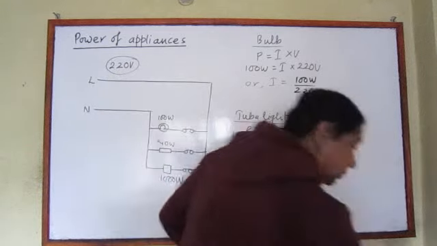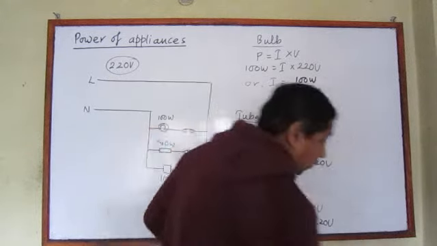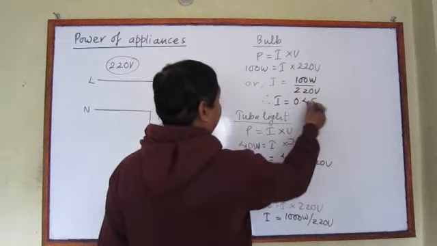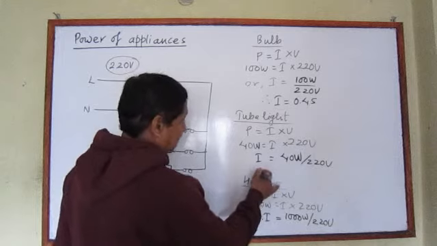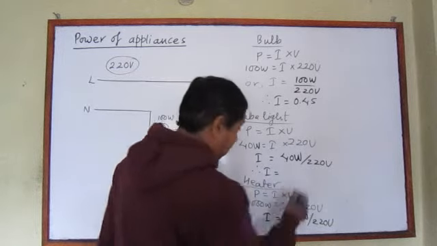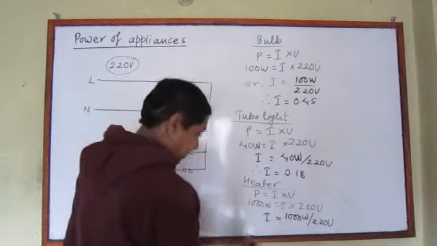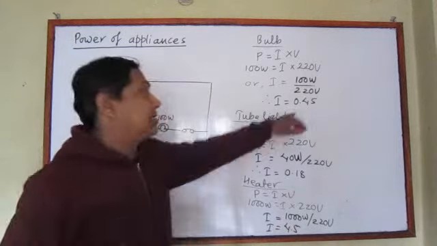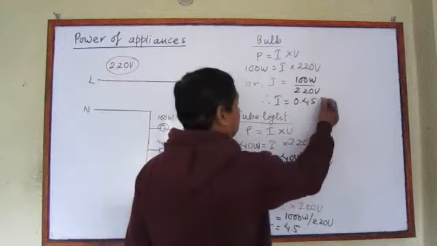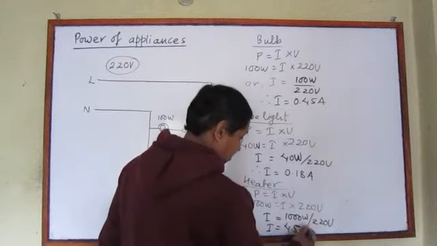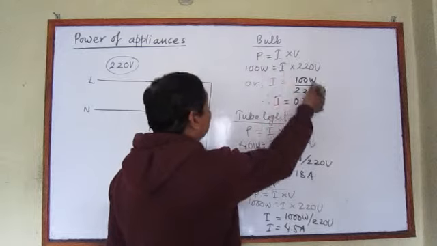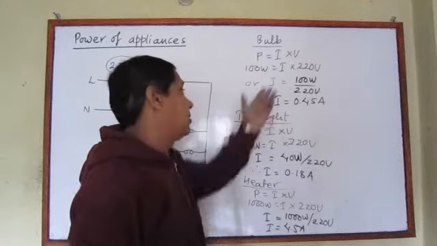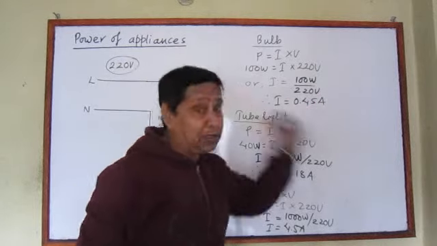I have here, it is 0.45. Here current is equal to 0.45, and here current is equal to 0.18. Here current is equal to 4.5. The SI unit of current is ampere, that's why I am writing here ampere. If power is measured in watt and voltage is measured in volt, both of them are SI units, so current also comes in SI unit, that is ampere.